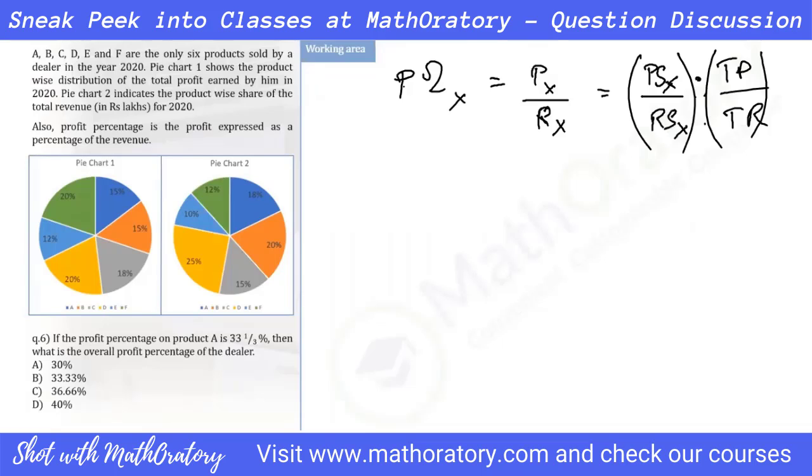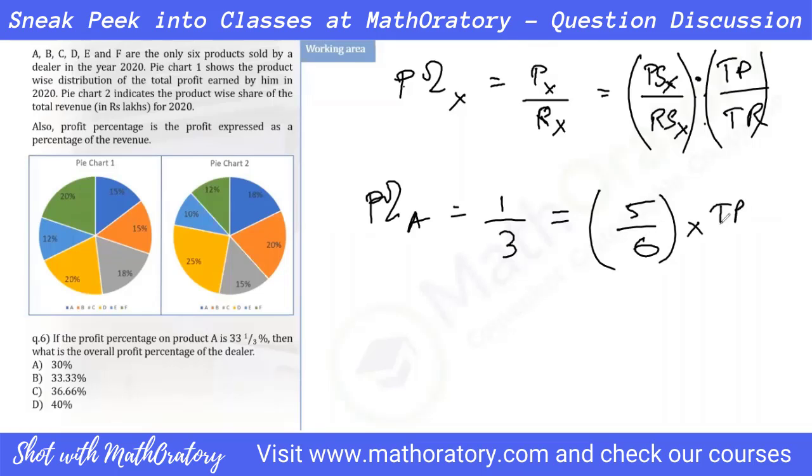Now look at this question. Question number 6 is asking: if the profit percentage on the product A is 1/3, then what is the overall profit percentage of the dealer? So what it says is the profit percentage of A is 1/3, and that is equal to, by the way, the profit share and revenue share of A. Just calculate this first. So A is the first one, the blue one. For A, we have this 15% and 18%. So this part will be 15 by 18, that reduces to 5/6. And this is multiplied to total profit out of total revenue.